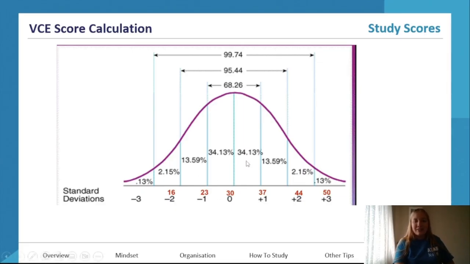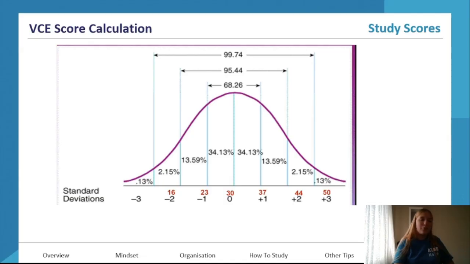Now, looking at the other side of the scale, if we score a study score of 23, we have done worse. We have done poorer than 84% of students. If we score a study score of 16, there are only about 2% of students that scored less than us. So this is a bell curve.